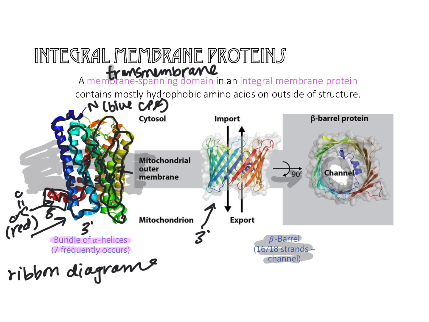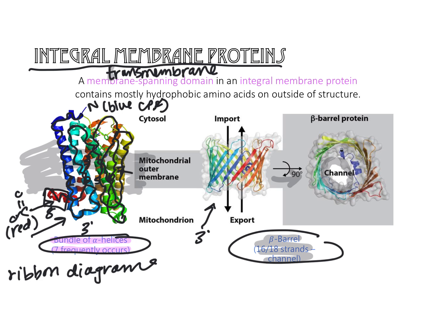So again, the integral membrane proteins typically have two structures. They're either mostly alpha helical or they're mostly beta barrels, and they tend to form these channels on the inside that are relatively hydrophilic on the inside, but hydrophobic on the outside.